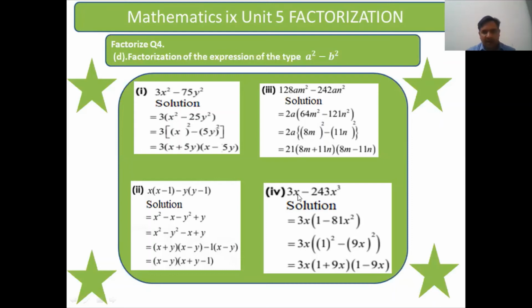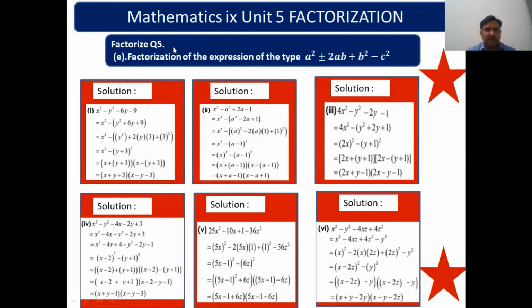Part 4, 3x minus 243x cube. Here we can take 3x as a common, so we have 1 minus 81x square within bracket. 1 can be written as 1 square and 81x square as 9x whole square. By using the formula, we can write this as 1 plus 9x and 1 minus 9x.